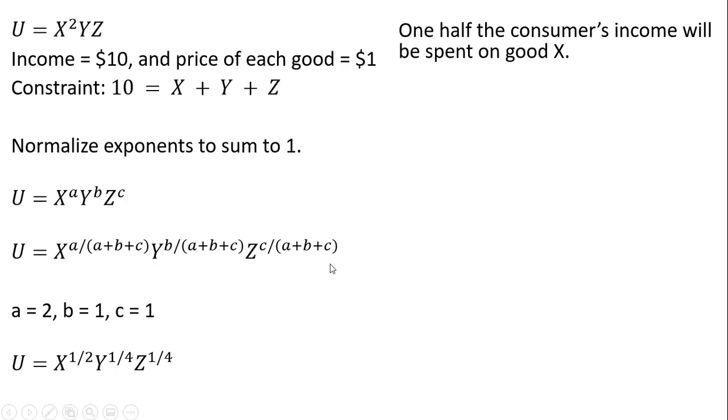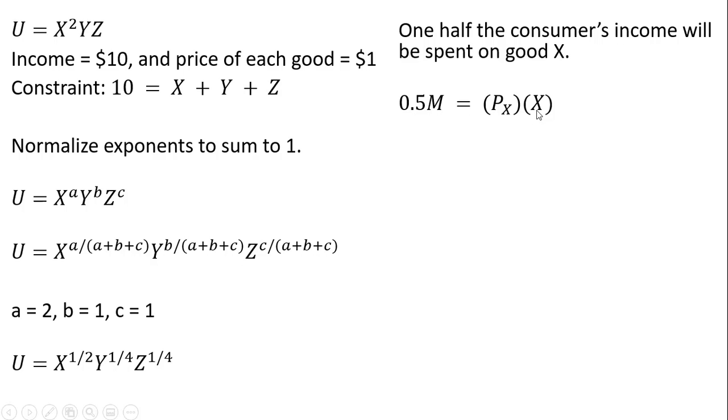When we have this Cobb-Douglas type formulation, 1/2 of the consumer's income will be spent on good X. So the exponent here on good X tells us that 1/2 of the consumer's income will be spent on good X. What does that mean? 0.5 times the income will equal the price of good X times the number of units of good X purchased.